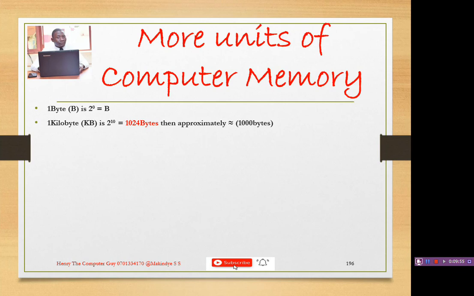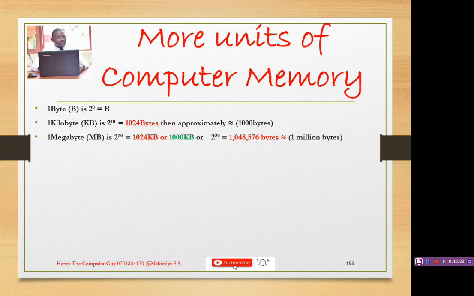From byte, we come to kilobyte. A kilobyte is abbreviated as KB, and it is 2 to the power 10, which gives us 1024 bytes, but approximated to 1000 bytes. So someone can say that a kilobyte is equal to 1024 bytes or 1000 bytes. They are removing the extra 24 and approximating it to 1000.